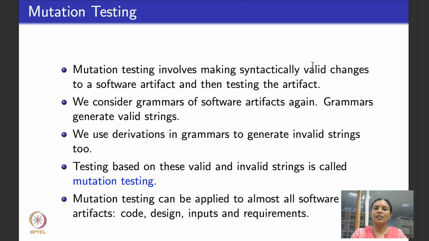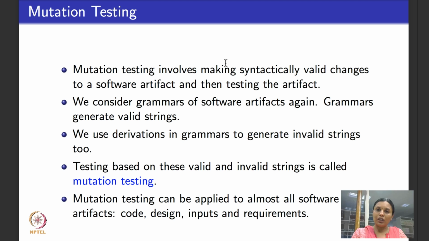Most of the time the changes are syntactically valid, to a software artifact, and then test the artifact. I'll explain what that is. When I say a syntactically valid change, I mean the following. You consider the software artifact to be a piece of source code or a program. Now I make a change to see how the changed program behaves with reference to the original program. For me to be able to test the changed program, the first thing I must do is to be able to compile the changed program. So the changed program must be syntactically valid. It should be a compilable program.